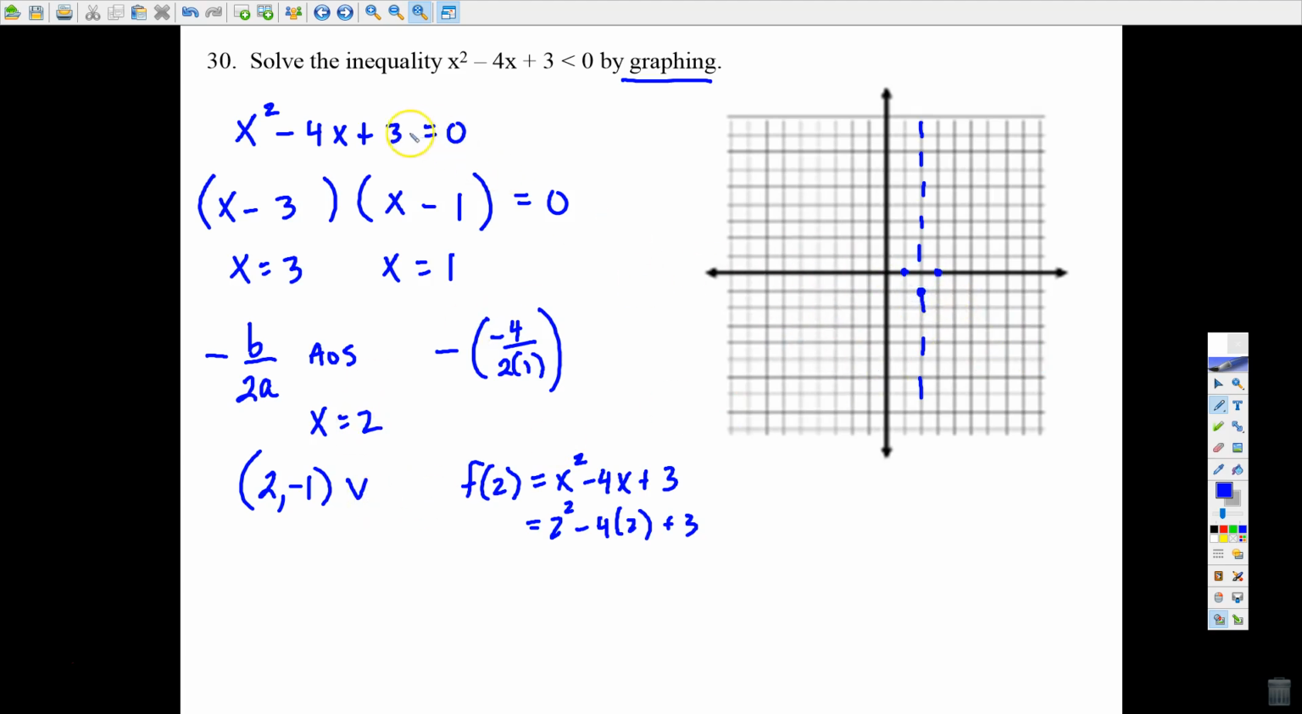I can do another point. Remember, the constant in this quadratic function is always the y-intercept. So that's always a nice one to plot. It's easy. So here's the graph of the parabola.